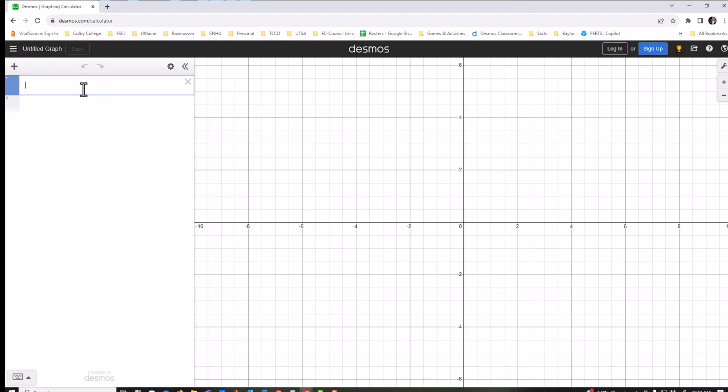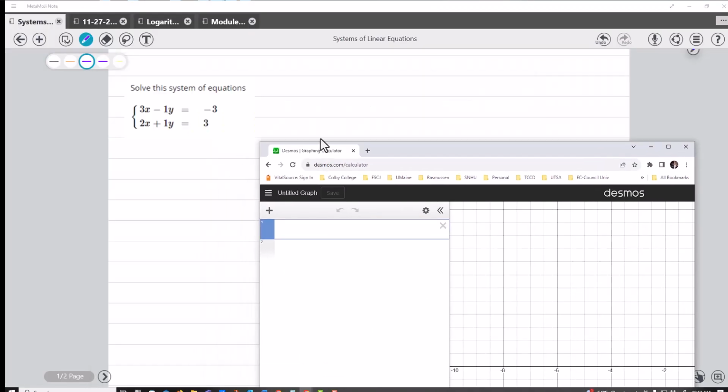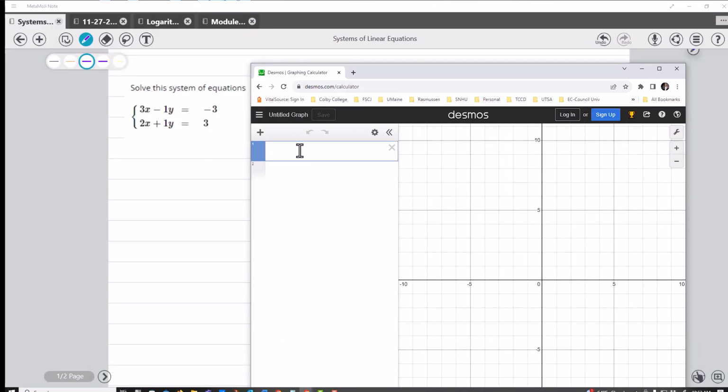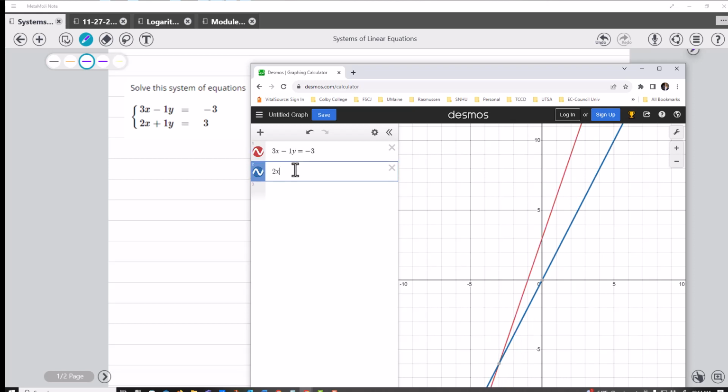Desmos.com is a good free one, and all you have to do is graph the two equations. So there's the graph of that line, and then 2x plus 1y equals 3. And the solution for a system of equations is where they intersect, and it looks like it's at 0, 3.